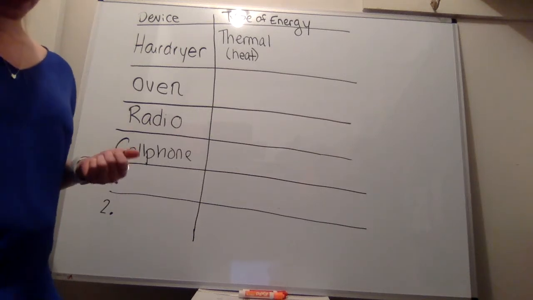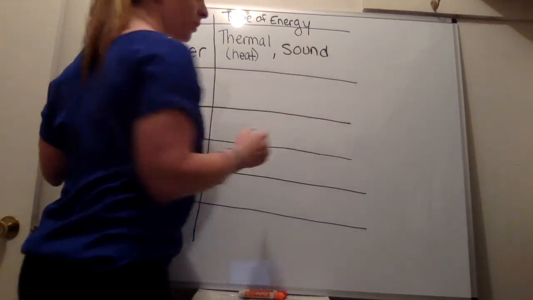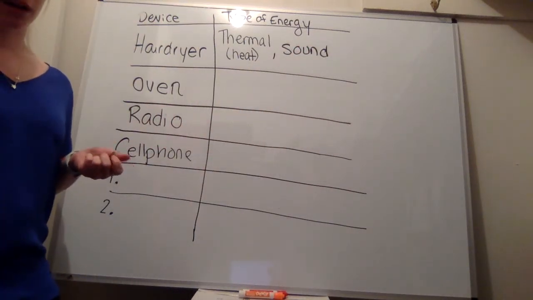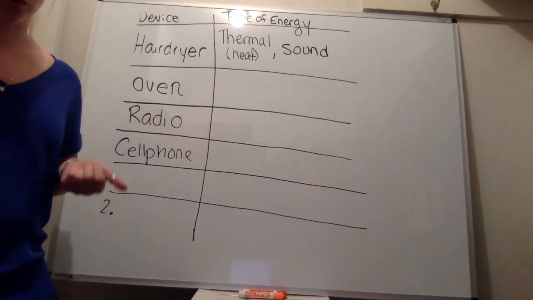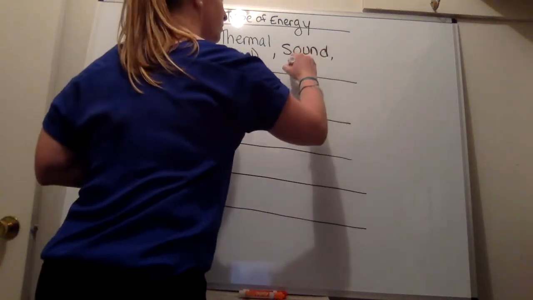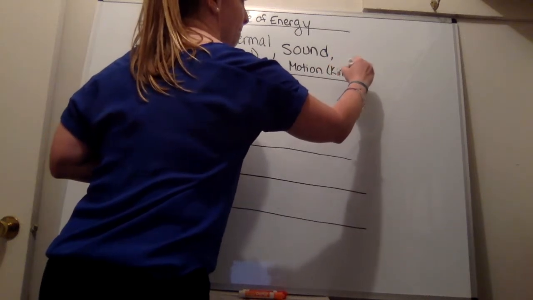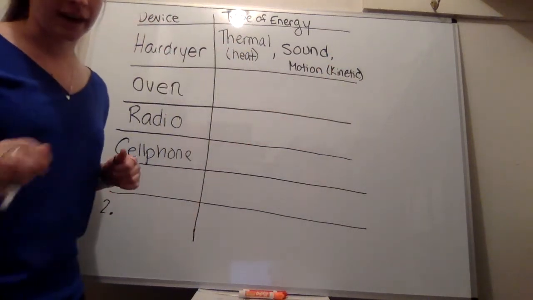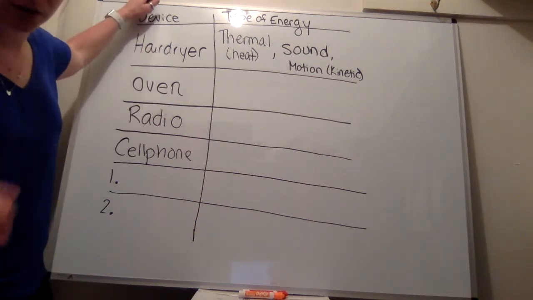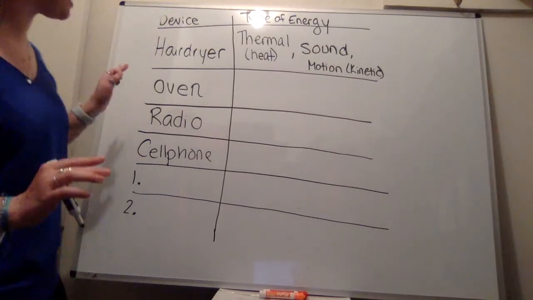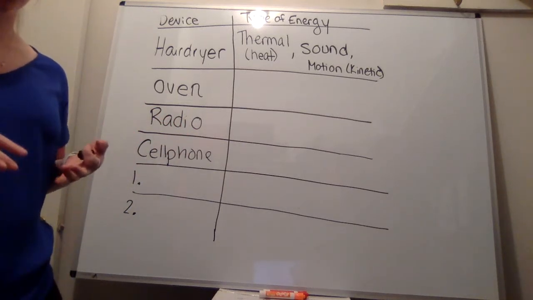If you can hear it, it produces that sound energy. And the other one that not a lot of people think of, because the hot air is coming out, it's also going to produce motion or kinetic energy. So I'm going to write motion and then in parentheses kinetic. Okay, so if you can see that, and I will at the end show you my board a little bit better because it looks like it's glaring off my screen. Okay, so a hair dryer uses energy of heat, sound, and motion to dry your hair.